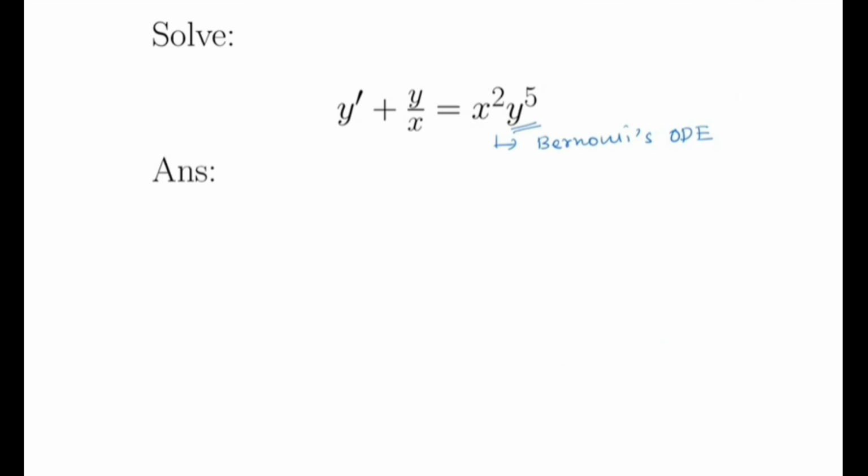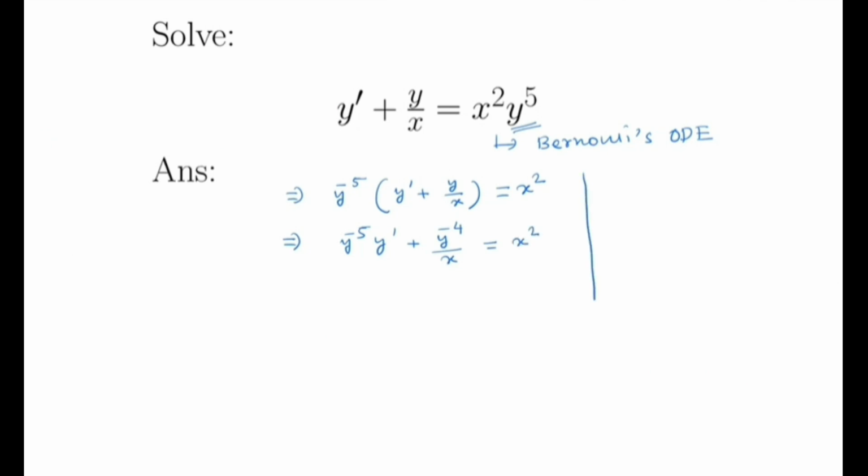So by dividing by y to the 5, we have y to the minus 5 into y prime plus y by x is equal to x square. So simplifying, we have y to the minus 5 y prime plus y to the minus 4 by x is equal to x square.